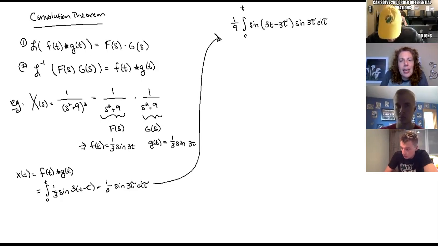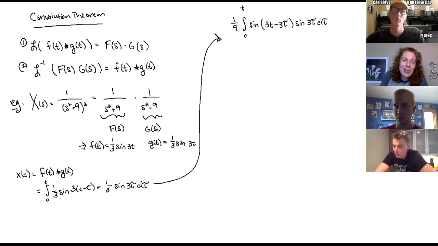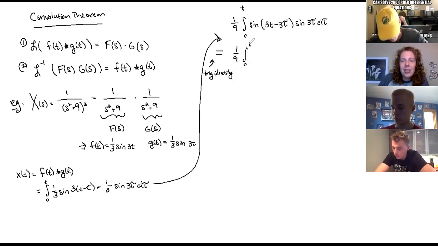Okay, if we were in class, I would make Seth pull out his trig handout and figure out what this trig identity is equal to. But I won't make you do that, and I'm just going to give you the trig identity. So this is equal to, by a trig identity, 1/9 integral from 0 to t.